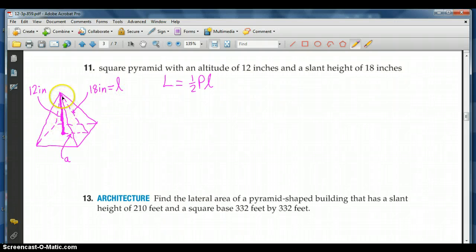We're also given the altitude, so if we drop a perpendicular segment to the base straight down, that is 12 inches. So we have the slant height, we have to find the perimeter. So to find the perimeter, we can use this right triangle inside here. And I'm calling this missing leg A, so I have A squared plus my other leg is 12, so 12 squared is equal to hypotenuse squared, 18 squared.